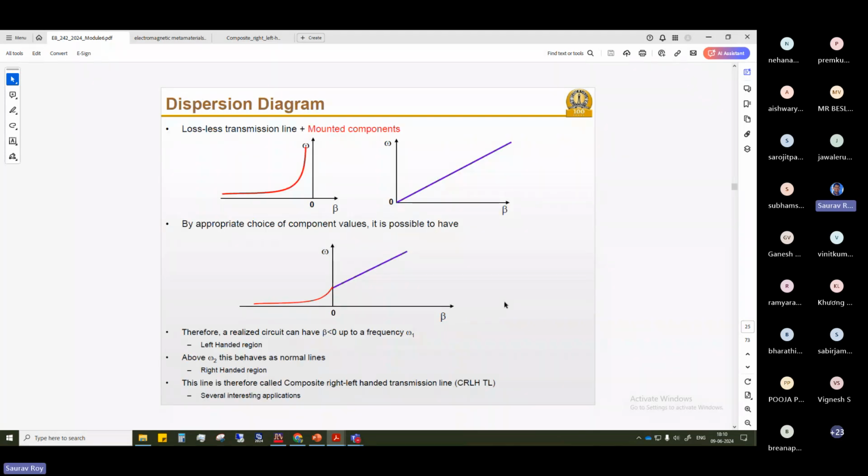And what will be the dispersion diagram now? The left one is the dispersion diagram only for the left-handed line, and this is the dispersion diagram for the right-handed line. Together it becomes like this. If you add both of them as composite materials, notice properly that the y-axis is the frequency axis. Above this frequency it acts like a right-handed material, and below this frequency it behaves like a left-handed material. That is why this composite behavior comes.